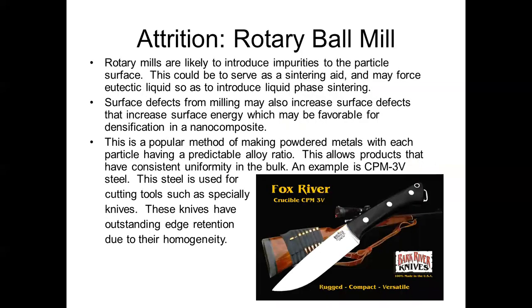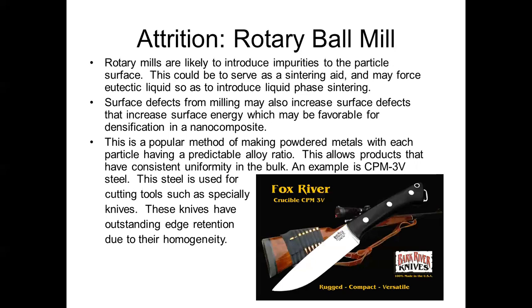So attrition rotary mills are likely to introduce impurities. This could serve as a sintering aid and may force eutectic liquids to initiate the sintering process. Surface defects from milling might also increase the surface energy, which might actually be favorable for densification of a nanocomposite or to initiate the sintering process.